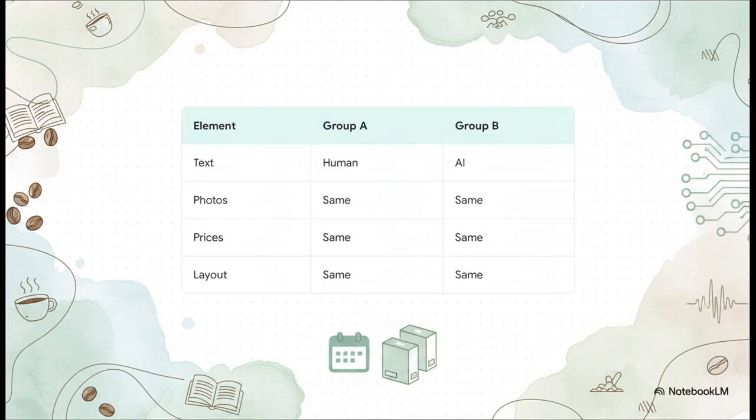Now, one honest caveat we should mention. If your store has really low traffic, you have to acknowledge upfront that this might just give you a directional signal rather than absolute statistical proof.